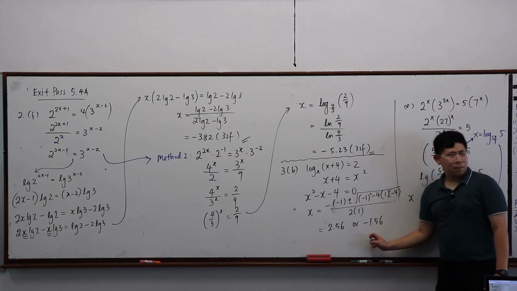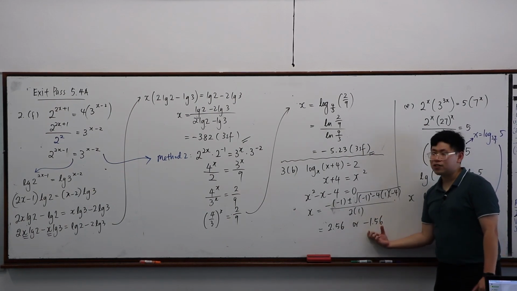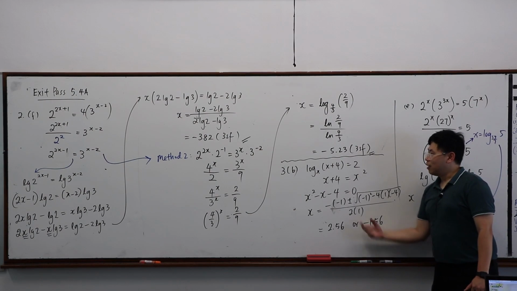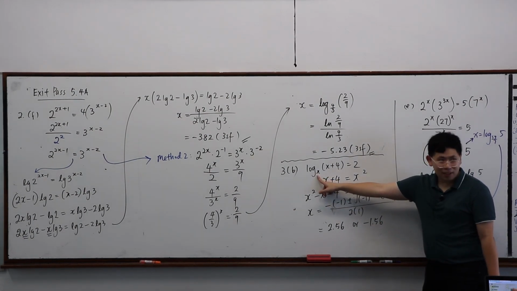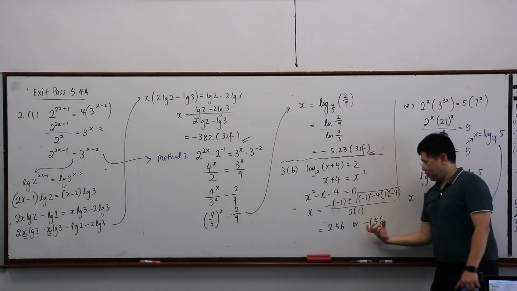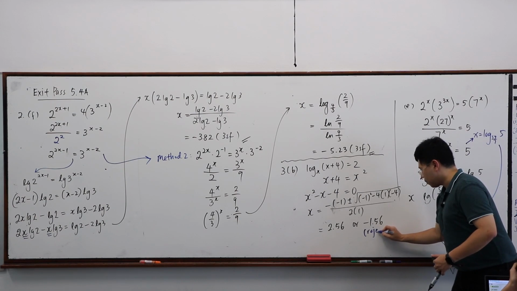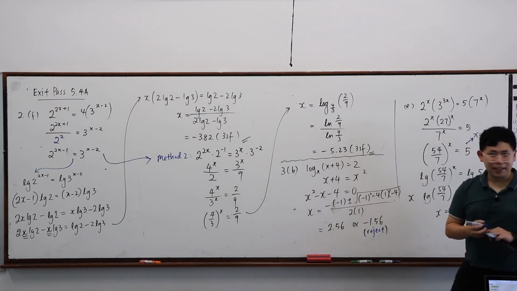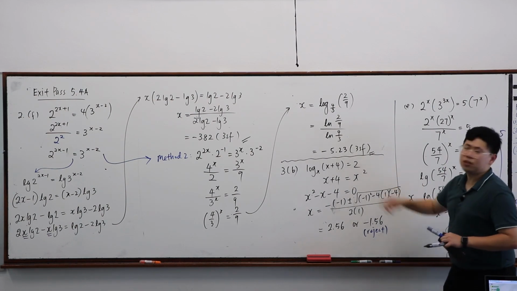Do we reject a positive number? Reject the negative because the base is x and the base must be a positive number and cannot be 1. Okay, so this one we reject. So remember to double check and reject based on the original question.